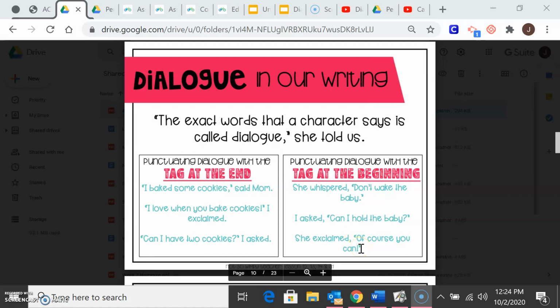Okay, and our quotation marks are around what she exclaimed. "Of course I can." Okay, so for today, you are going to do a quiz choosing the correct answer for the different options for punctuating these with a tag at the beginning. So our tag, "she whispered," "I asked," all of those are at the beginning.